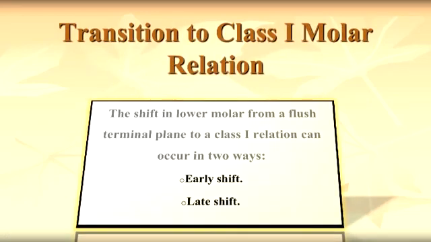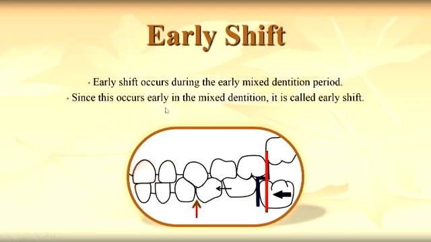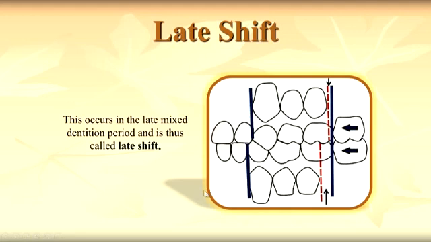A transition to class 1 molar relationship: the shift in the lower molar from the flush terminal to class 1 relation can occur in two ways, early shift and late shift. Early shift occurs during the early mixed dentition period. Since this occurs early in the mixed dentition, it is called early shift and can be seen very clearly in this picture. Late shift occurs in the late mixed dentition period and is thus a later period.